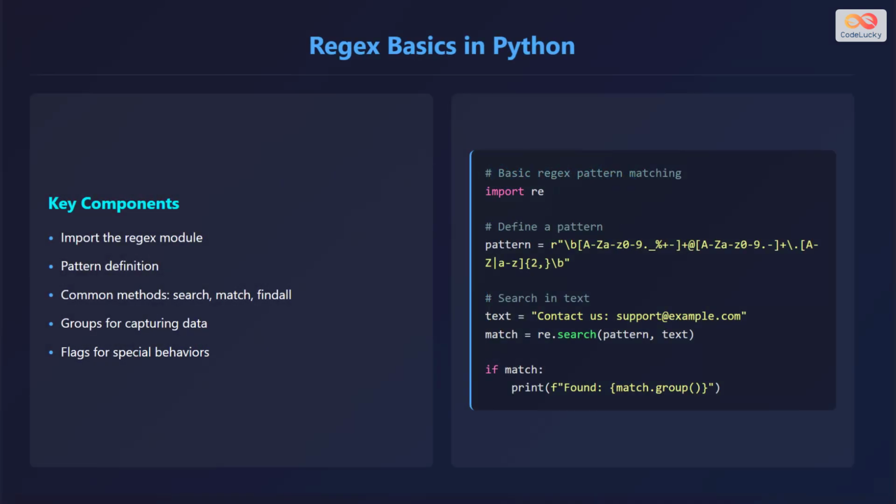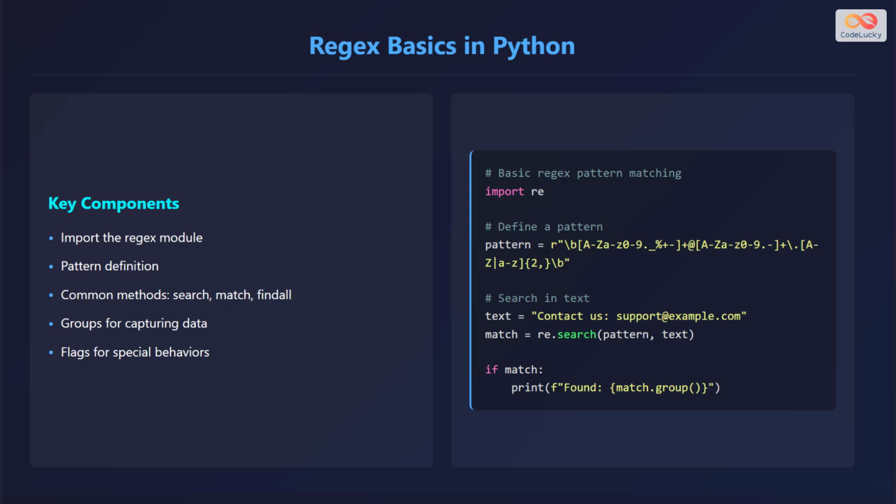Let's begin with the basics of regular expressions in Python. First, you need to import the re module, which is Python's built-in regular expression library. Then, you define a pattern that you want to search for. Some of the common methods used are search, match, and findall, each serving a slightly different purpose. Groups are used for capturing specific parts of the matched data. Flags can be used to modify the behavior of the search, like ignoring case.